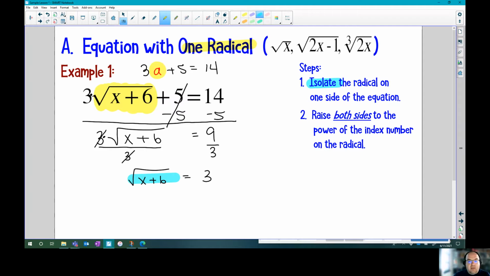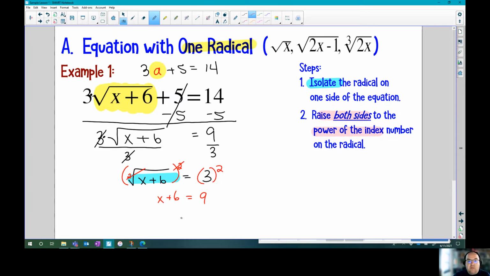At this point, it tells us that we need to raise both sides to the power of the index. Well, as I stated earlier, if there is no number on the index, it's understood to be a square root. So that's the power we need to raise both sides to. I'm going to raise this side to the second power. I'm going to raise this side to the second power. Now 3 squared is just 3 times 3, which is 9. But a square root will cancel a square power and leave you with just the radicand, the x plus 6. And that's where we're headed, trying to get this radicand by itself without any symbols on it.